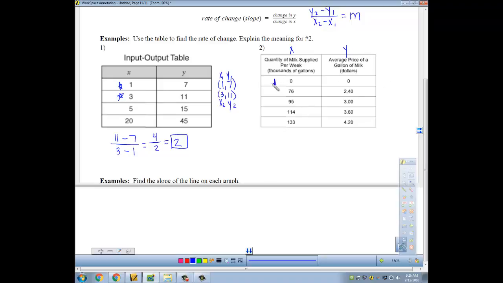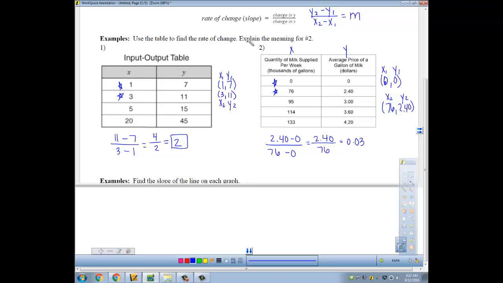So I'm just going to pick the first two rows again. So I'm picking (0, 0). So that's my x1 and my y1. And then I'm going to pick (76, 2.40). So this is my x2 and my y2. Subtract your y's on top, so 2.40 minus 0, and your x's on bottom, 76 minus 0. So we get 2.40 over 76, and 2.40 divided by 76 is 0.03.